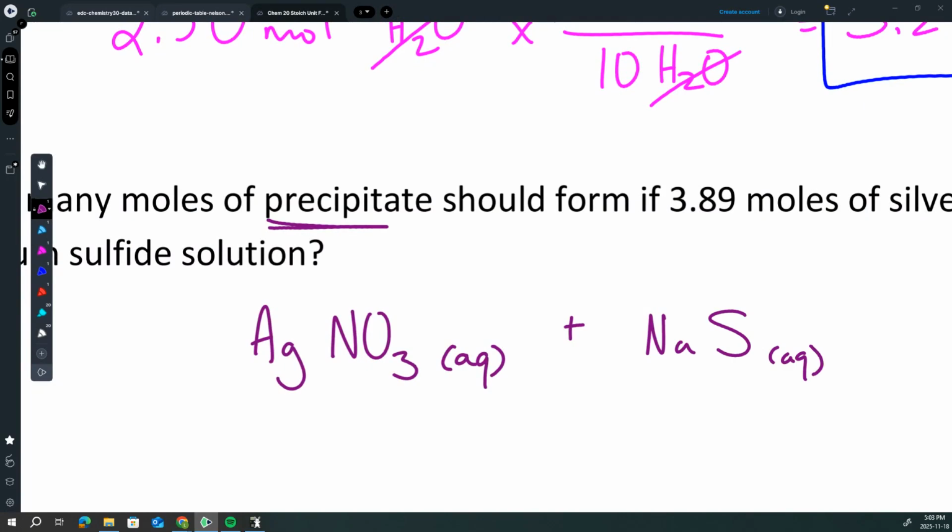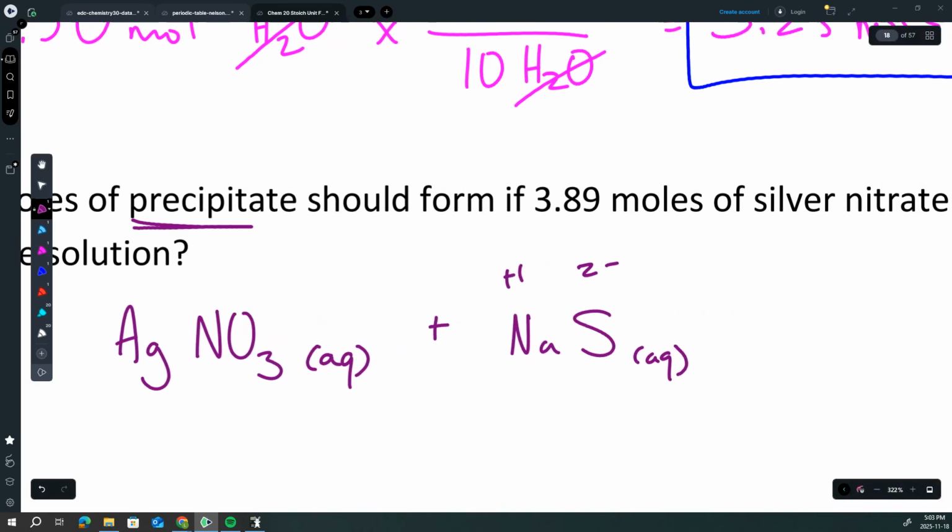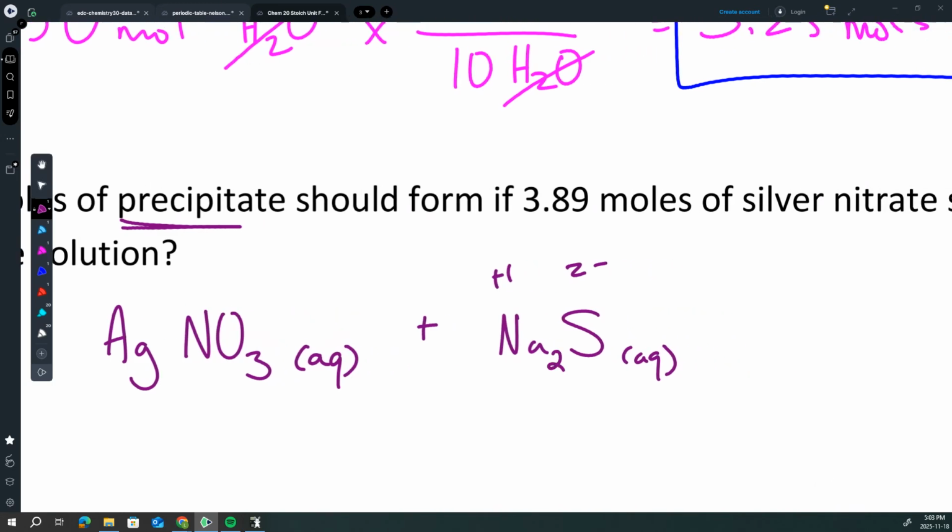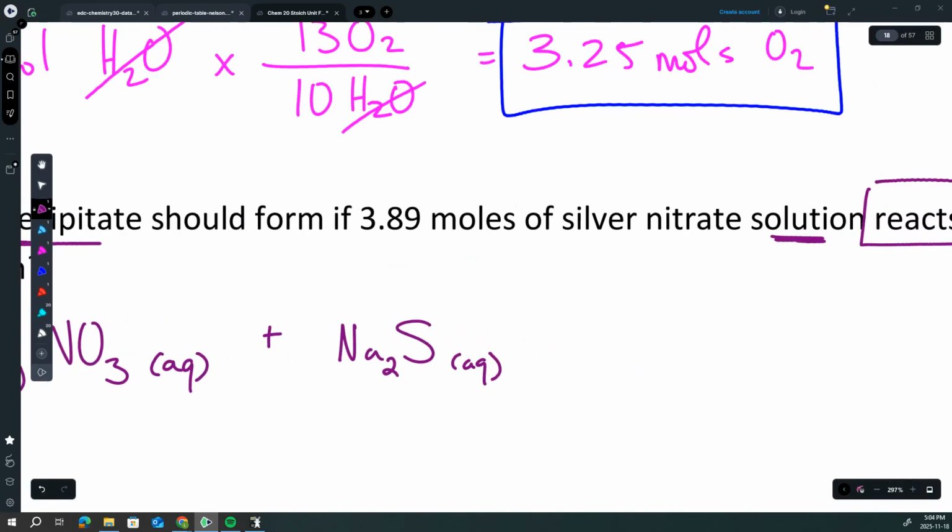In its solution, sodium likes to have a +1 charge. Sulfide likes to have a 2- charge. So we've got to do crisscross applesauce, and that's going to be a 2 there. And now that's balanced. All right.